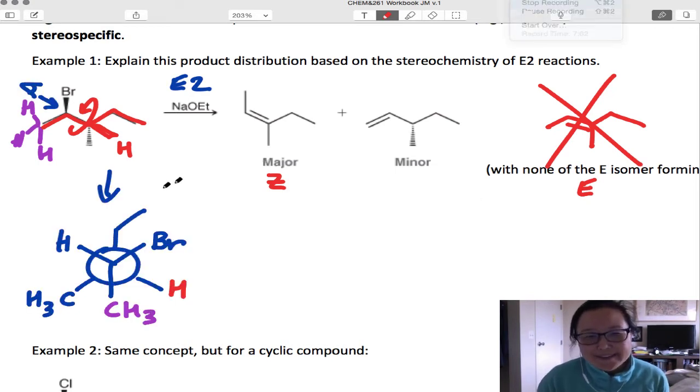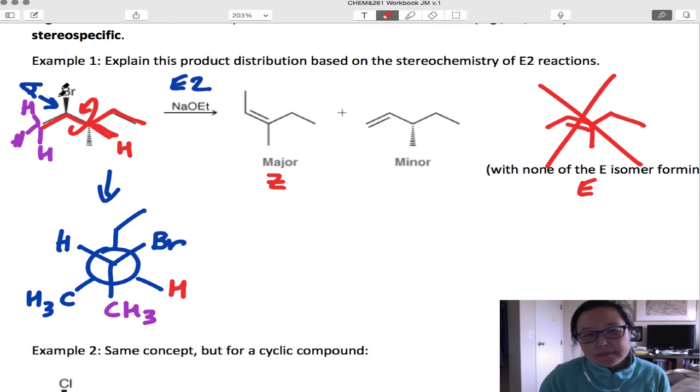All right, what I have here is a Newman projection. Let's place my eye right here. So I'm looking down this bond right here, and I see a methyl group pointing down toward my chin. I see a bromine off to my right, and the hydrogen behind it to my left. So this is what I'm seeing.